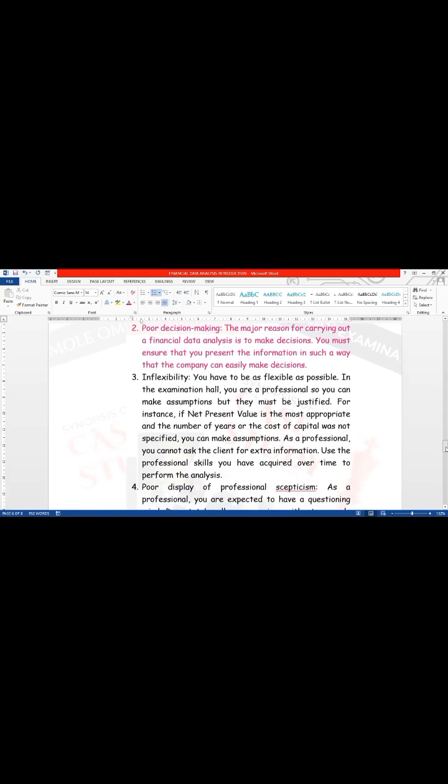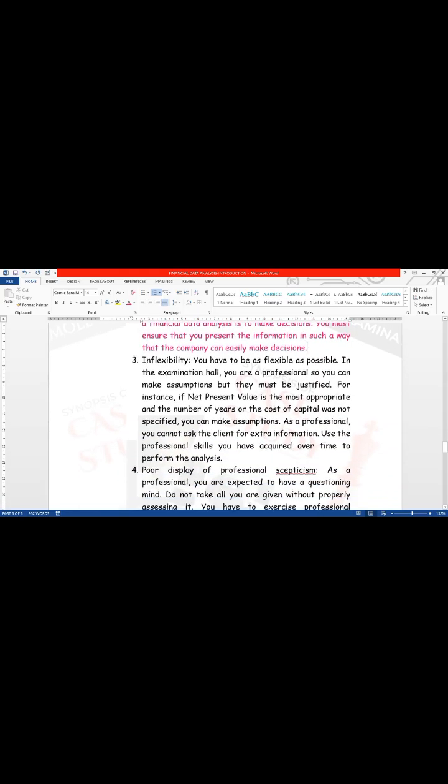On flexibility, you have to be as flexible as possible. In the examination hall, you're a professional, so you can make assumptions, just like I said, but they must be realistic. In fact, let me even put it there by the side. You can write it in capital letters so that you will not forget: realistic assumptions, but they must be justified. For instance, if net present value is the most appropriate and the number of years or the cost of capital was not specified, you can make assumptions. You can make assumptions as a professional.